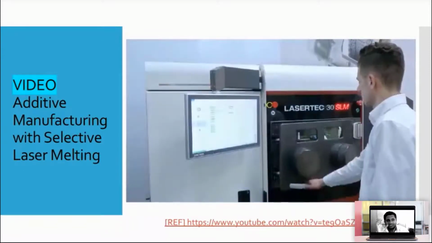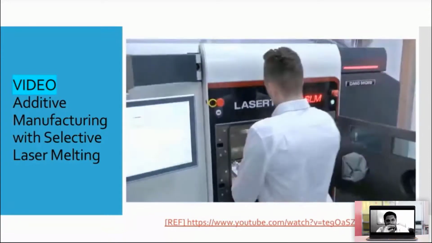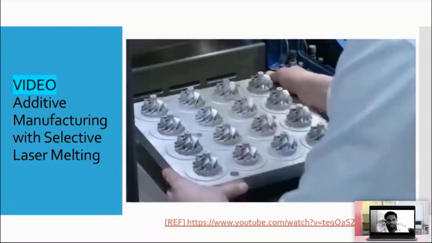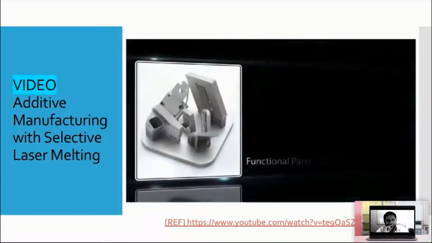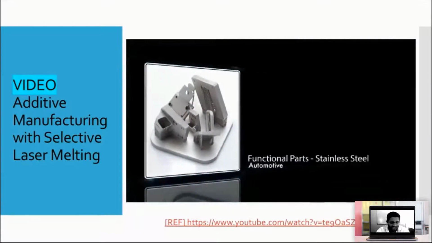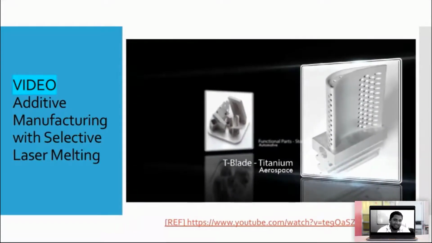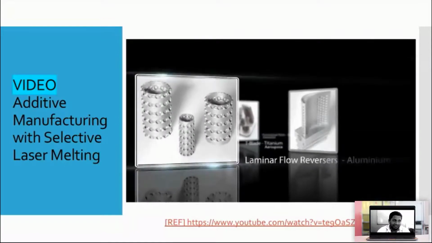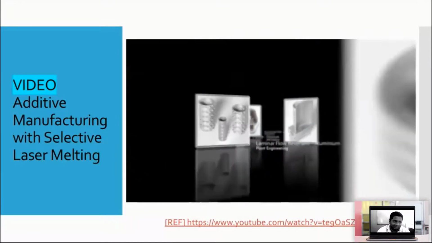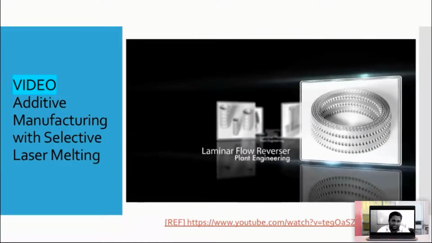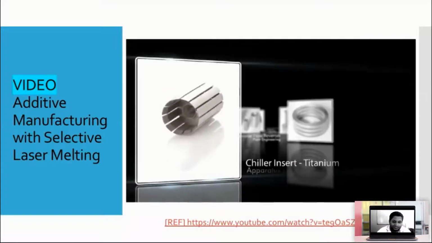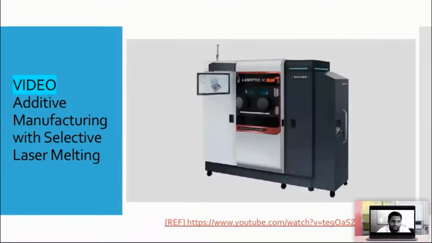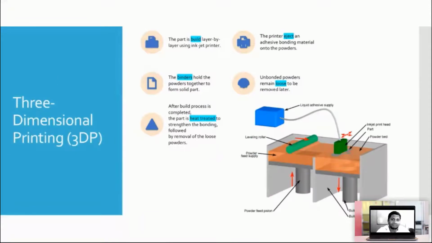You can see that it has a powdery texture. So the surface is not very smooth. It has some texture or powders on it. Many parts can be created by this selective laser melting technique: turbine blades, aluminum exchangers, etc. So this was all about selective laser melting.